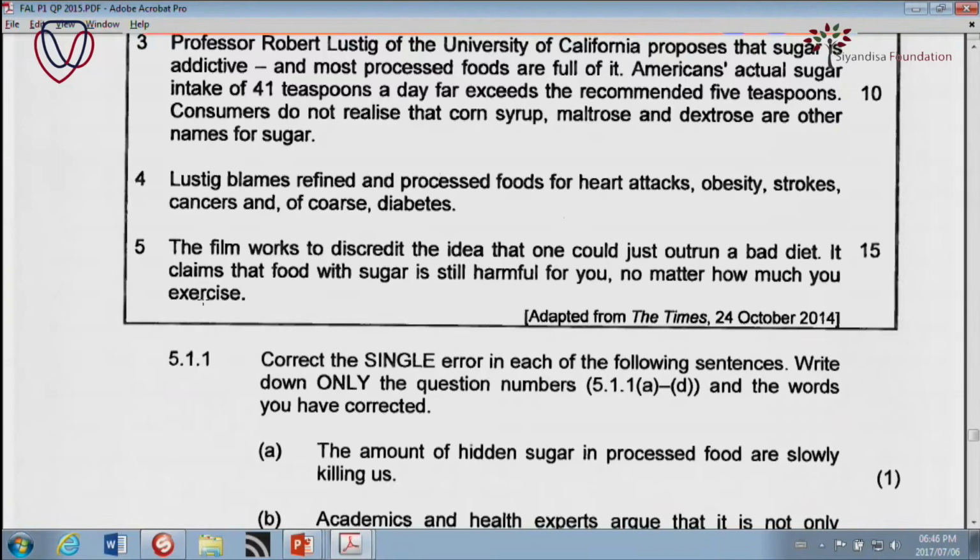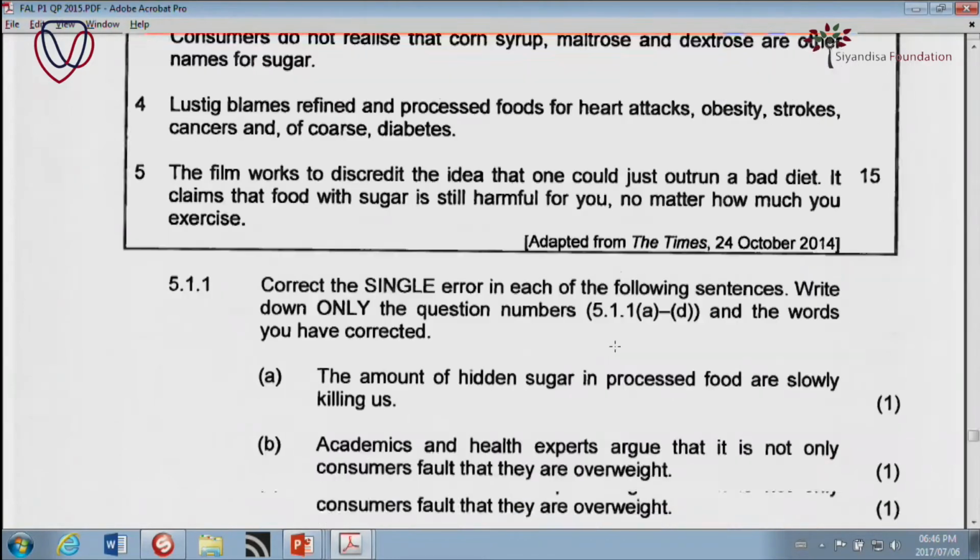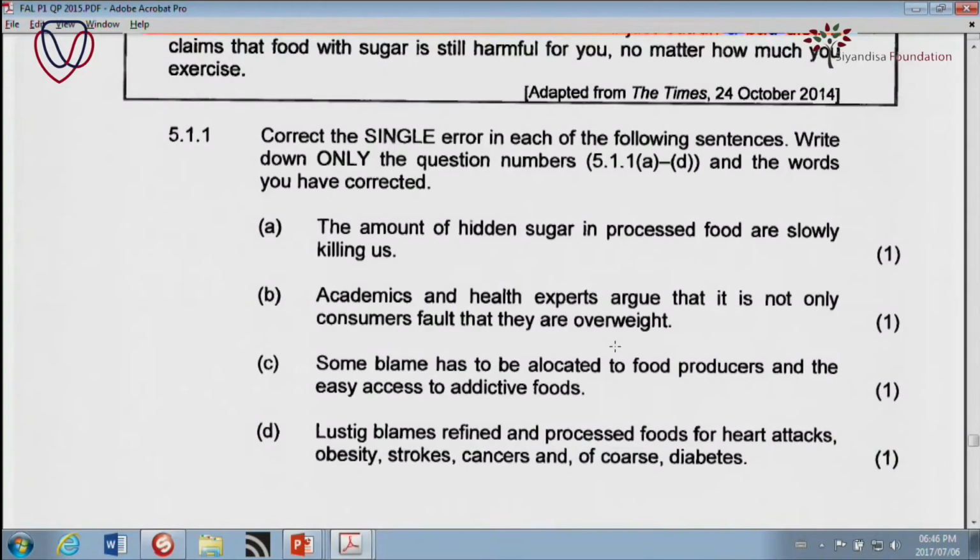Okay, well, whether you agree with that or not is up to you. I think it's actually quite exaggerated. But whatever, let us look at the language aspect of this. Now here you see the first 4 questions identify the errors, spot the mistake, in other words. And it says to you, write down only the question numbers, and the words you have corrected.